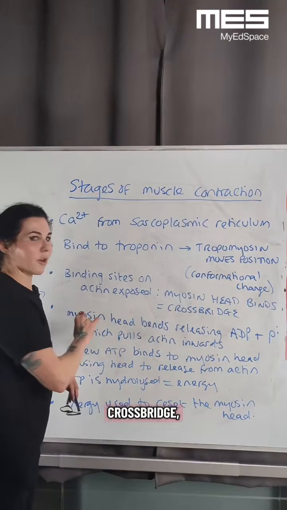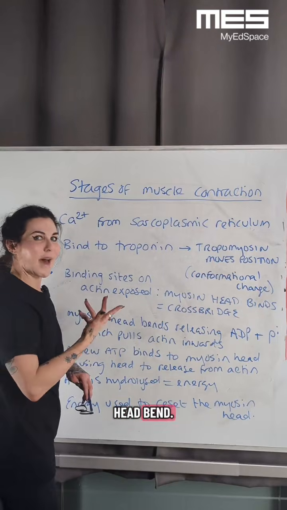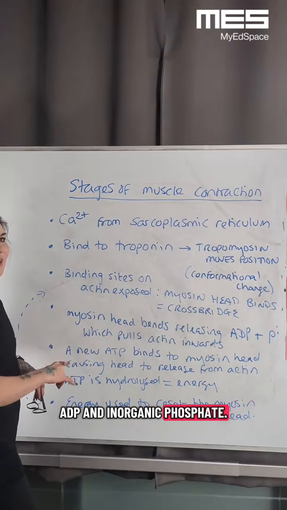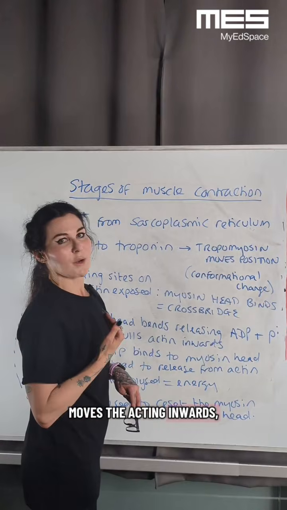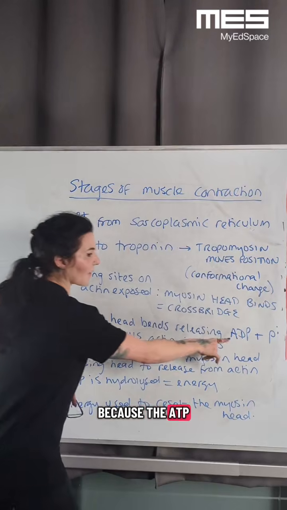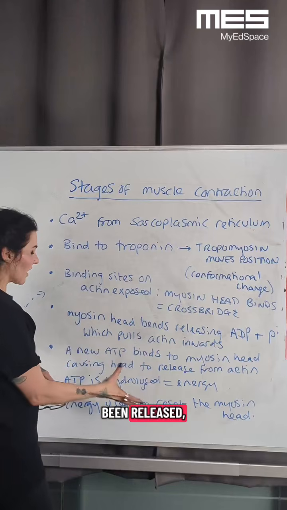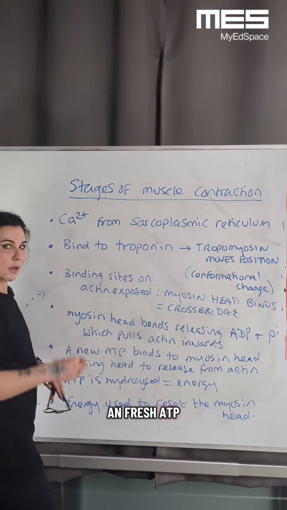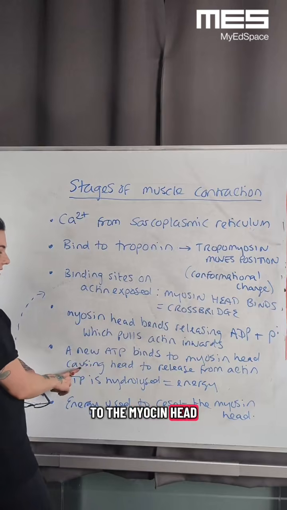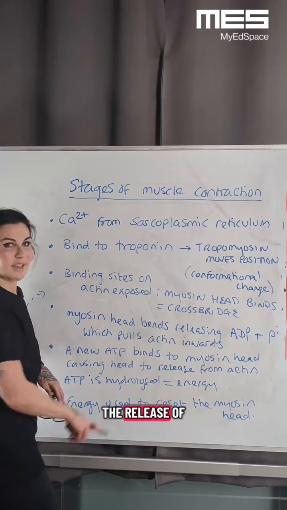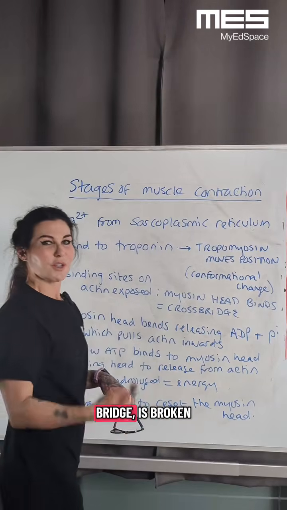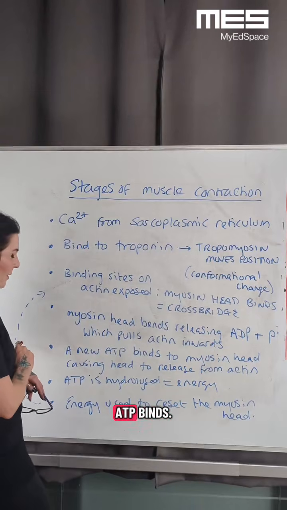That connection, that cross bridge, makes the myosin head bend, and as it bends, it releases ADP and inorganic phosphate, and at the same time it moves the actin inwards towards the centre of the sarcomere. Because the ADP and Pi, inorganic phosphate, have been released, a fresh ATP molecule can straight away bind in their replacement. So it binds to the myosin head and it causes the release of the actin from the myosin. The myosin and the actin release from each other, i.e. the cross bridge is broken when that new ATP binds.